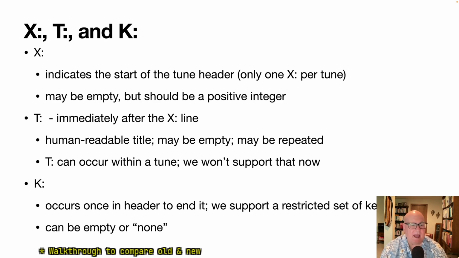And then the K. We did a little bit of work on reading the key signature. At least we're doing the major keys now. It occurs once, and it's the last line in the header. So there's X, one or more T's, a bunch of other stuff we don't know about, and K, and that's the header. We only support the major keys right now. It can also be left empty, or the word none, which means there's no key signature defined.